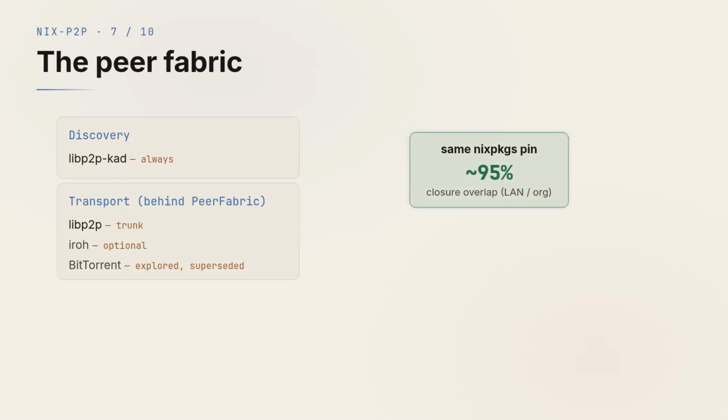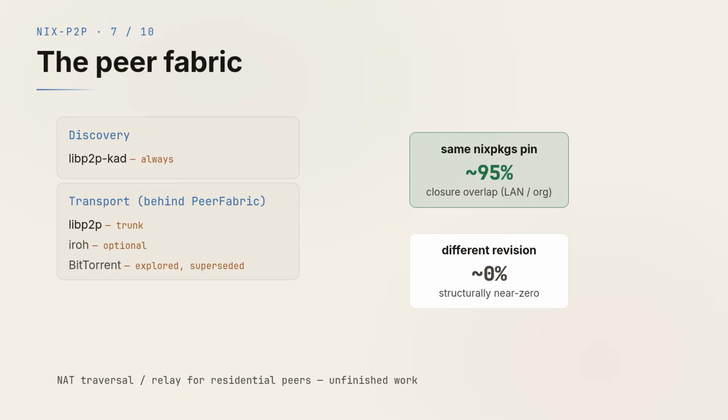Peer fabric separates discovery from transport. libp2p is the trunk. Iroh and BitTorrent were explored, then superseded, kept only as optional transport backends. The honest first product is LAN first and org first. Machines on the same nixpkgs pin share almost their whole closure, while overlap across different revisions is structurally near zero. NAT traversal and relays for residential peers are still unfinished work.